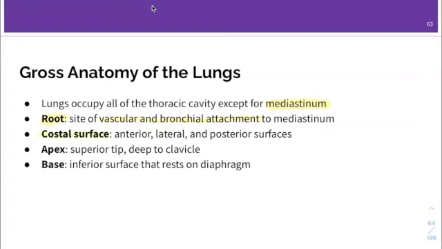Costal surfaces, costal are your ribs. So that's where your lungs kind of touch your ribs or are attached to the ribs. We have an apex, a superior tip. It's not necessarily deep to your clavicles, it actually sits a little bit higher than your clavicles. You can see that apex at the top if you look at a chest x-ray, usually above the clavicles. And the base is the bottom that sits on the diaphragm.